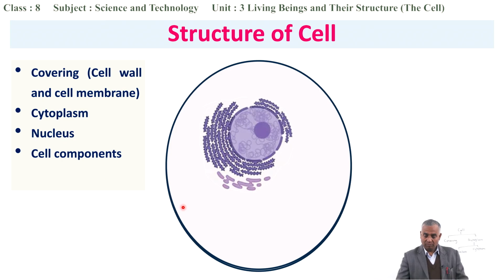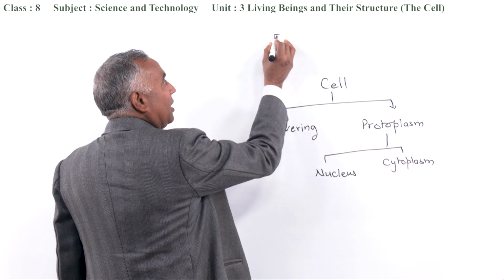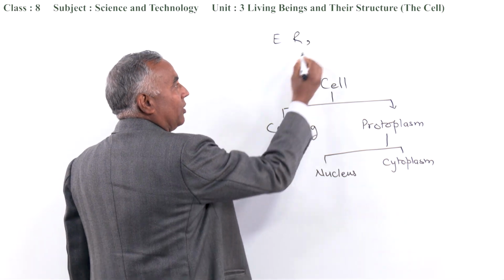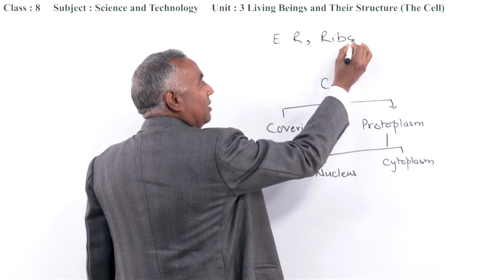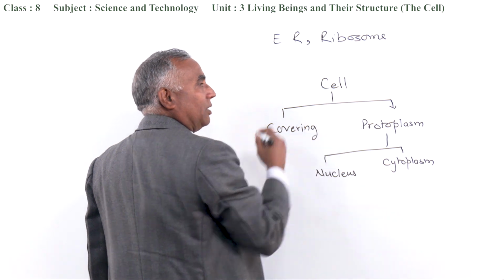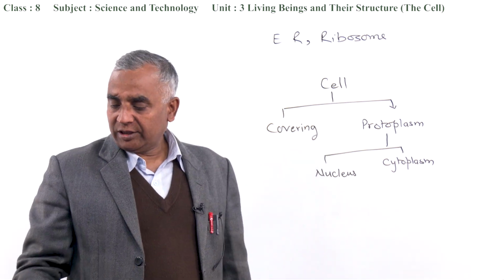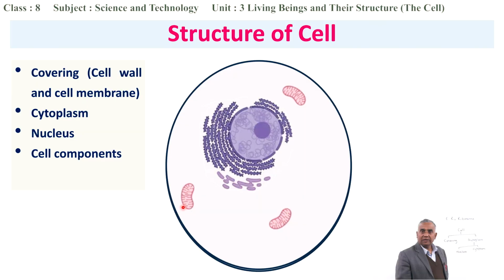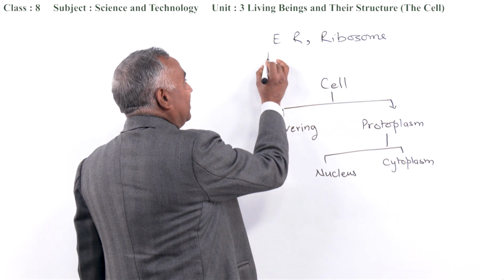So what cell components did I tell you? One is the endoplasmic reticulum. Then I told about the ribosome. After that, you can see, what are they? They are more than one. They are mitochondria.